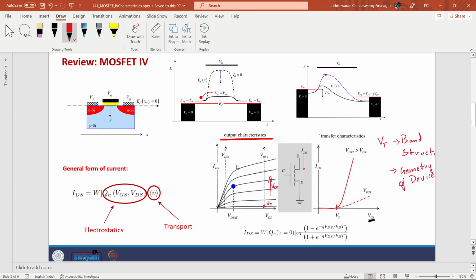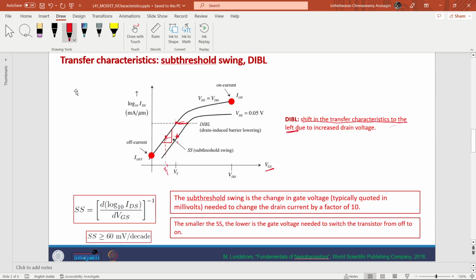Remember, VT is a constant, it's a device property. Because of the short channel effects, the device property is getting modified. And that is a non ideality. I do not want that, but it is happening in a realistic device. Is that clear? Yes, sir. All right. So, moving on.